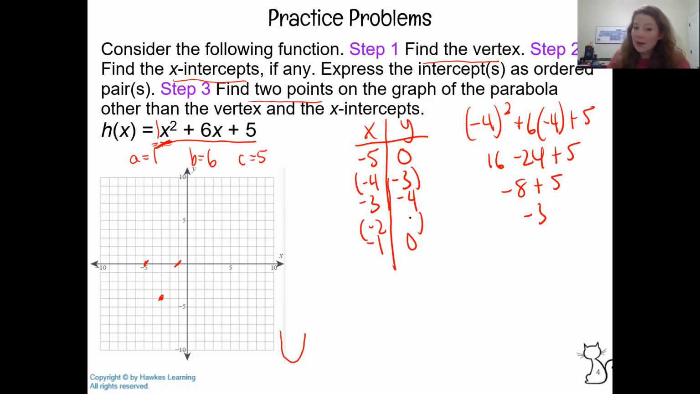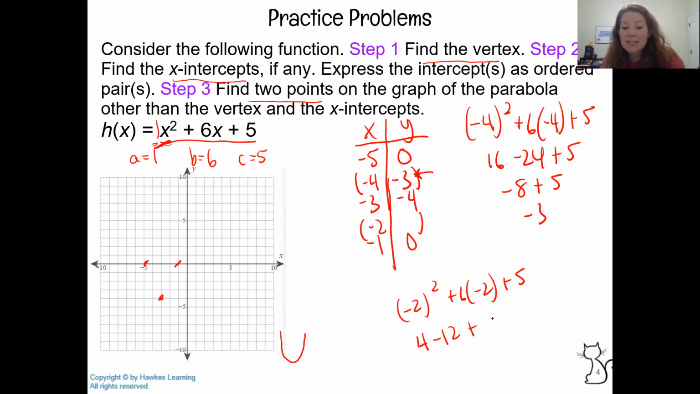And probably, since this is very symmetrical, when we plug in negative 2 for x, we're going to get the same y value. So if x is negative 2, we're going to do negative 2 squared plus 6 times negative 2 plus 5. So negative 2 squared is 4 minus 12 plus 5. 4 minus 12 is negative 8, and negative 8 plus 5 is negative 3. So we're going to graph negative 4, negative 3, and then negative 2, negative 3. And there's all of our points to let us graph our parabola.